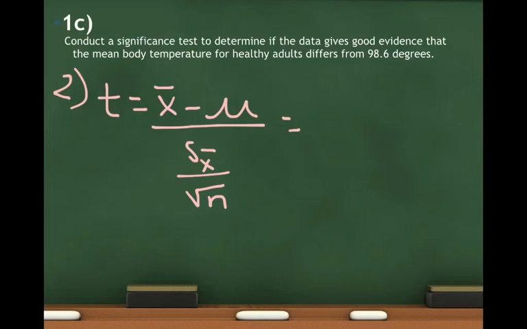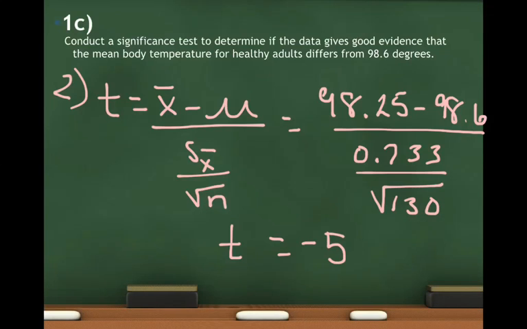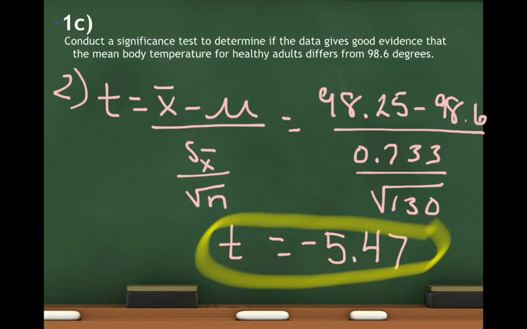And so why don't you set this up and try to find your test statistic yourself, and then come back and see if you got it right. And so when you have this set up, you should have had our sample mean 98.25 minus 98.6 divided by the standard deviation, which is divided by the square root of our sample size. And so when you found this test statistic, you should have got a minus 5.47. And so right here, here's our test statistic.